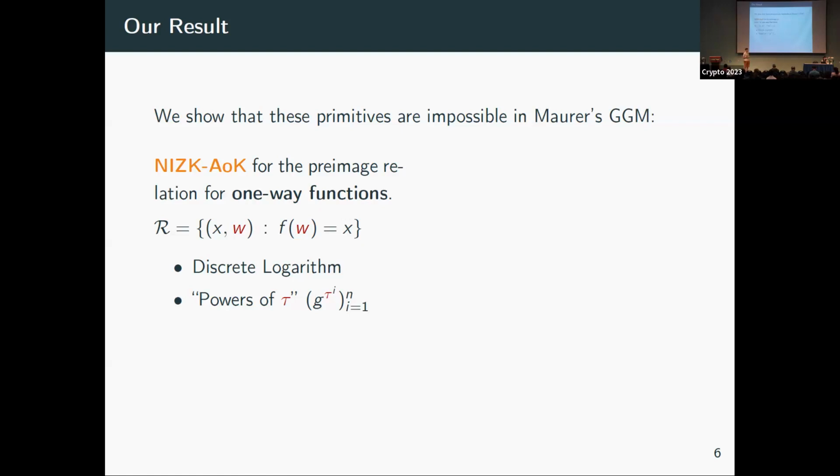And in particular, there exists no NIZK argument of knowledge if you want to show the knowledge of a preimage under a one-way function. And this includes a very large class of relations, the most notable of which is the discrete logarithm, but many more are included as well.